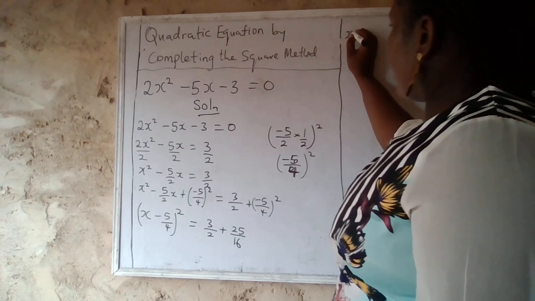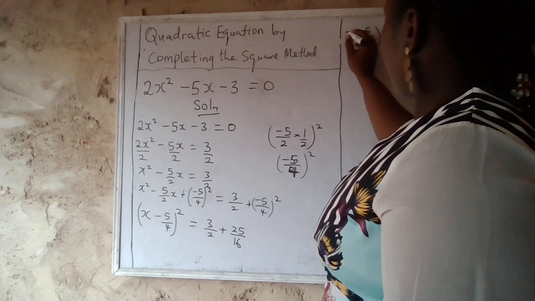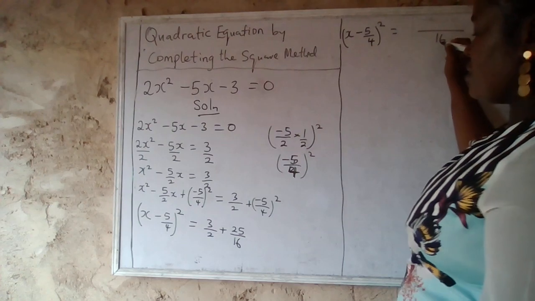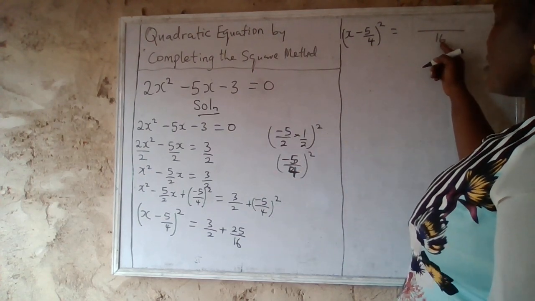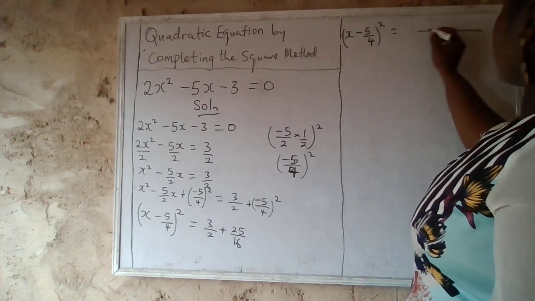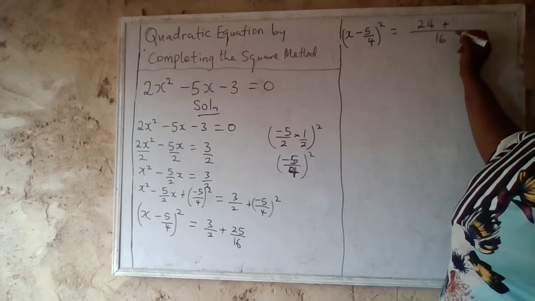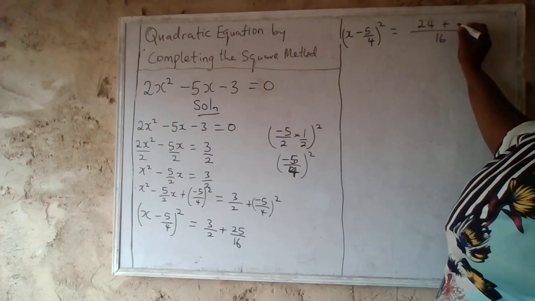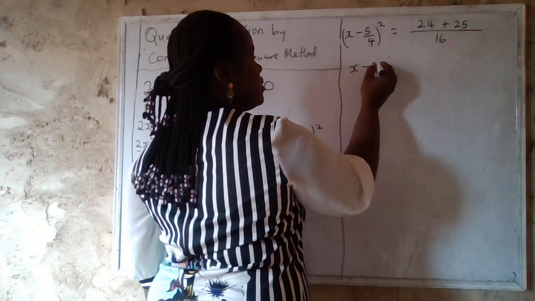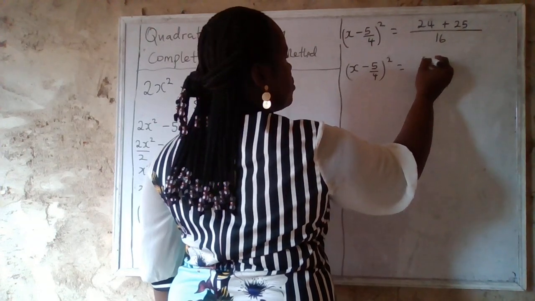Now, I will now solve this. So I'm having x minus 5 over 4 all squared to be equal to, LCM of that is 16. 2 divides 16 is 8. 8 times 3 should be 24. Plus 16 divides 16 1 times 25 is 25. So I am having x minus 5 over 4 all squared to be equal to, this should give me 49 over 16.